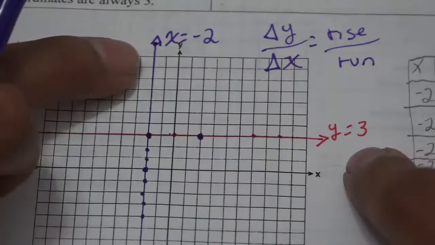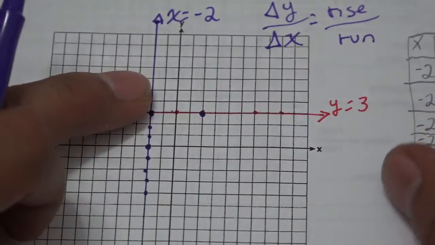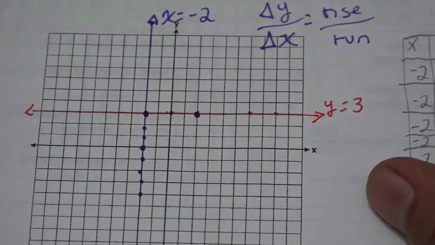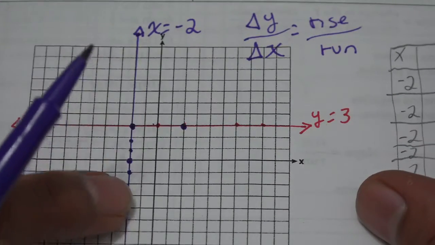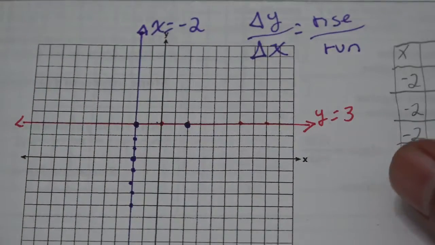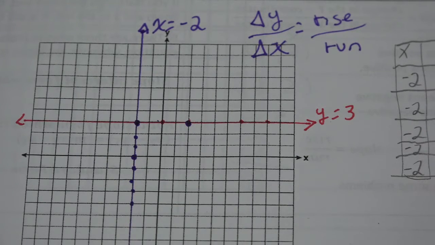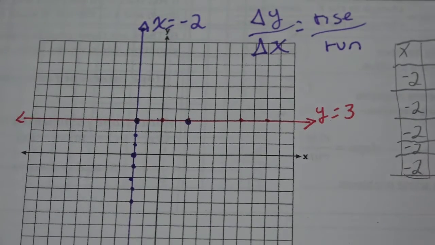Now look at this line right here. This line has rise, but does it have any run? No. So that means that the run is 0. Do you understand what I'm saying? So then the slope of this line will be whatever number it is over 0. In the calculator, put 2 divided by 0, 3 divided by 0, 4 divided by 0. You're going to get an error message, so the slope of a vertical line is undefined.